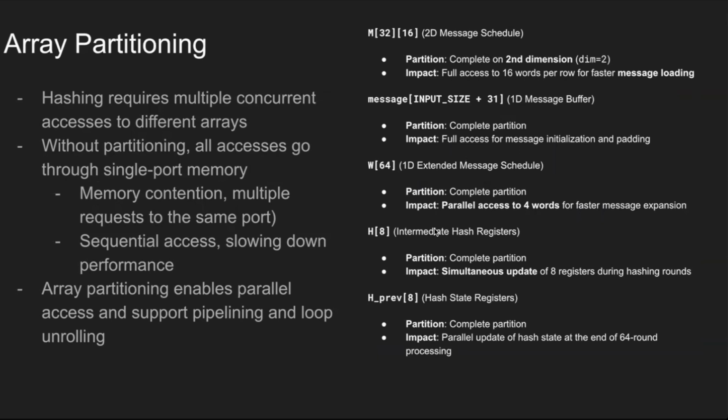We use array partition as a technique where we split large arrays into smaller independent subarrays that can be accessed simultaneously. This enables parallel access, which means multiple requests can be serviced at the same time. Here is a breakdown of the partitioning strategy for each array and its impact on hashing performance. Based on the type of access each array requires, we apply different partitioning patterns. By doing this, we support two critical optimization techniques, pipelining and loop unrolling, which will be talked about in the next slide.